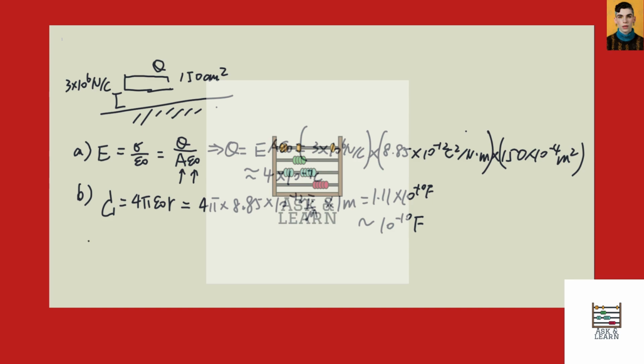All right, so that is part B. And finally, for part C, the question asks us to estimate the maximum potential difference between the shoe and the floor. That's just V equals Q over C. We know what Q is, we calculated it from part A, and we calculated C from part B. So it's 4 times 10 to the negative 7 coulomb over 1 times 10 to the negative 10 farad, which is around 4 kilovolts. So there's actually a huge voltage between your shoe and the floor.